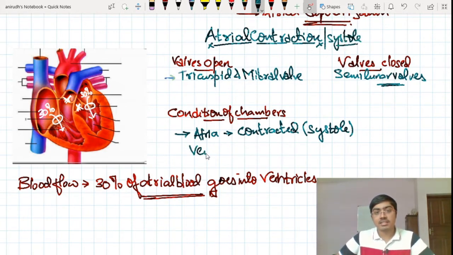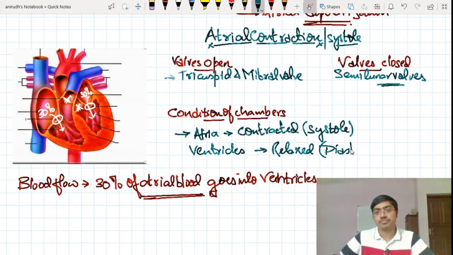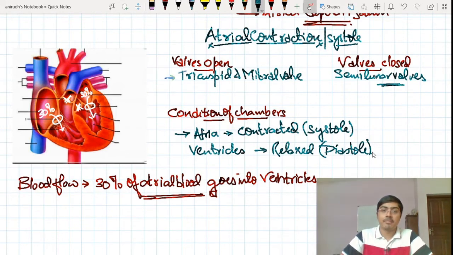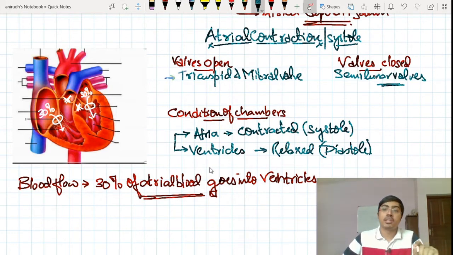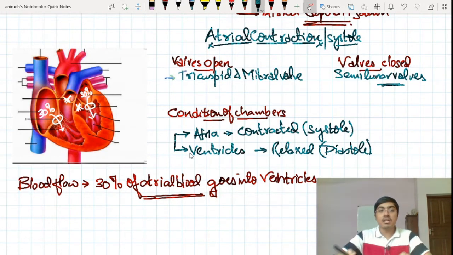And the ventricles are relaxed, and this is what you call diastole. So atrial systole along with ventricular diastole is what is happening to the chambers of the heart during atrial contraction. These are the valves that are open, and these are the valves that are closed. Now what is happening here? When atria are contracting, ventricles need to be relaxed so that they can receive and store the blood coming from the atria.